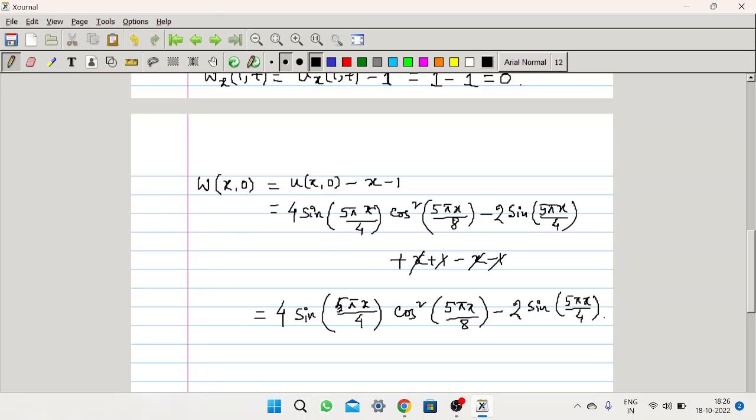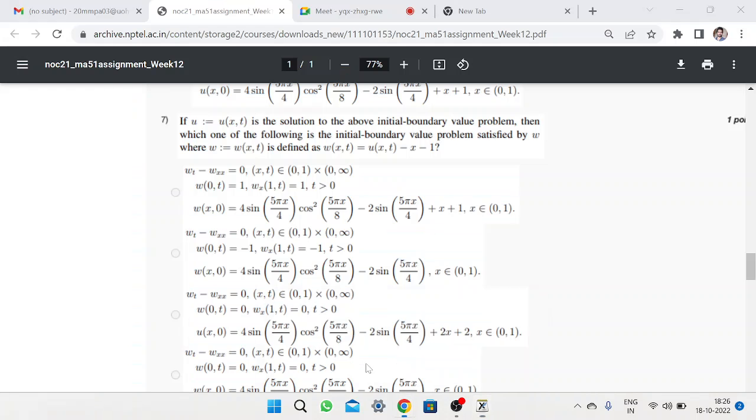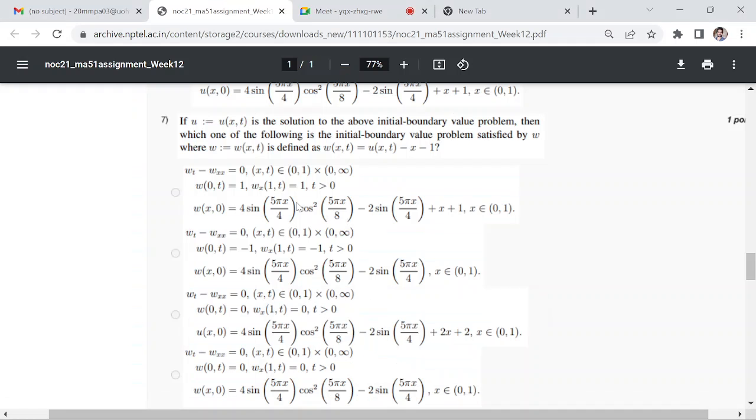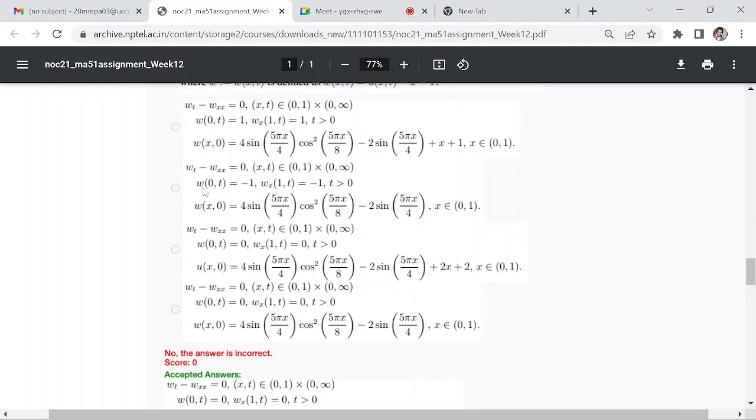So let me again show you the question. What are the answers? So what is W? W satisfies Wt minus Wxx equal to 0 with both the boundary conditions equal to 0. So option A is false. Option B, Wt minus 1, is false. Option C is Wt minus Wxx is 0 and W(0,t) is 0, W(1,t) is 0. It is true.